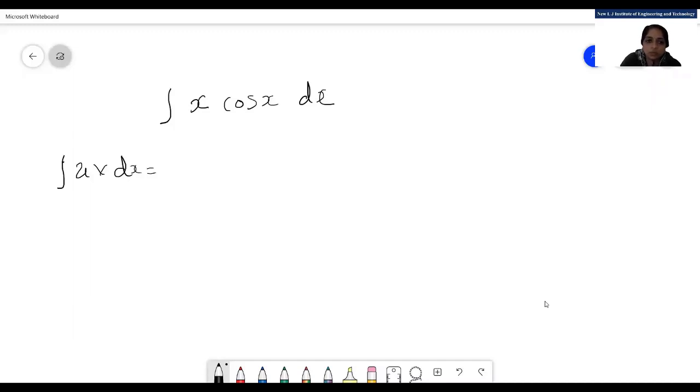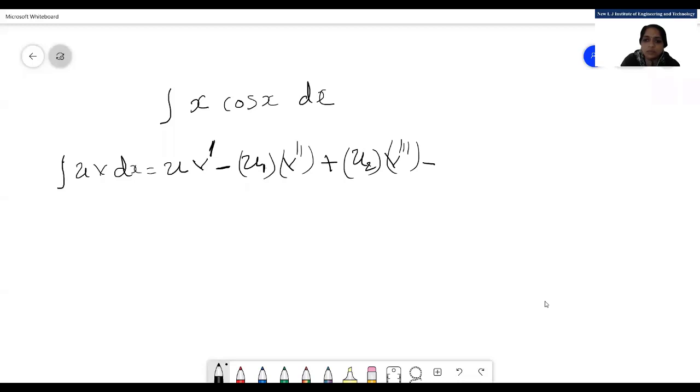At that time, you have to keep u the same, then the integration of v, minus the derivative of u. I write this one; it indicates the derivative of u, and this is the integration of v. Then plus the derivative of u1, that is u2, and this v triple dash indicates the integration of v double dash. Then minus, we have to continue till we get our term zero. So we'll start with this example.